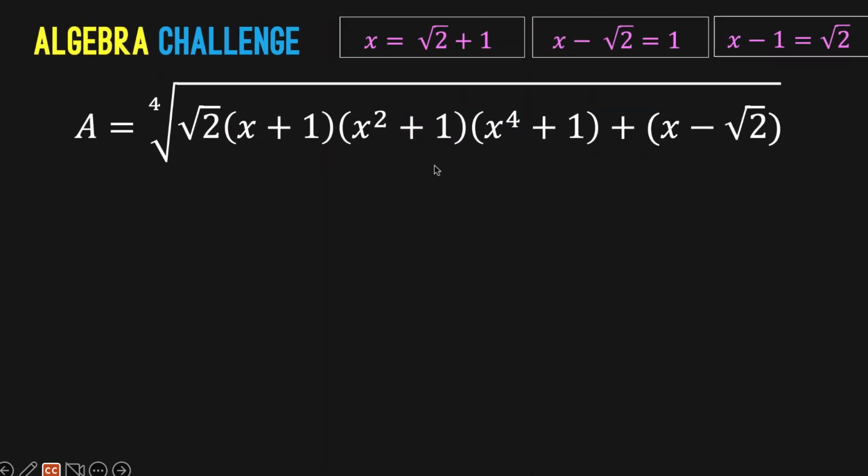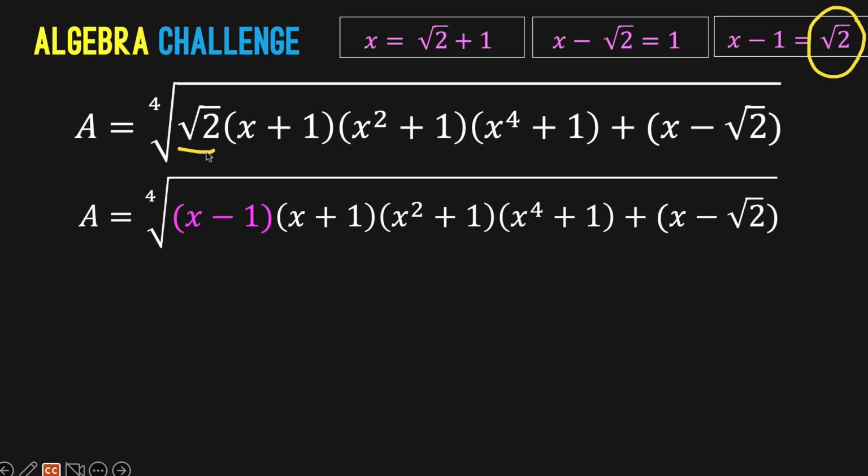Let's go back to the given radical expression. The first thing that we notice here is we have this square root of 2 and we also have this value for square root of 2, and that is equal to x minus 1. Therefore, by substitution, let's replace this square root of 2 by x minus 1. So we now replace this part by the quantity x minus 1. All the rest are just copied.